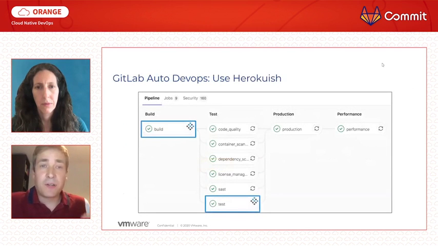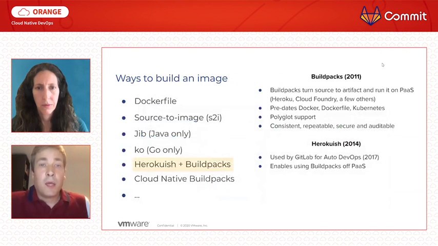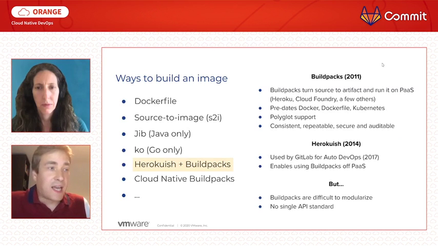In case you're not familiar with Auto DevOps, the idea is to provide a CI/CD pipeline without the need for any YAML configuration or Dockerfiles. For the build and test sections of the Auto DevOps pipeline, GitLab uses Heroku-ish by default. But those original Heroku Buildpacks from 2011 were also difficult to modularize, and they didn't have a single API standard.